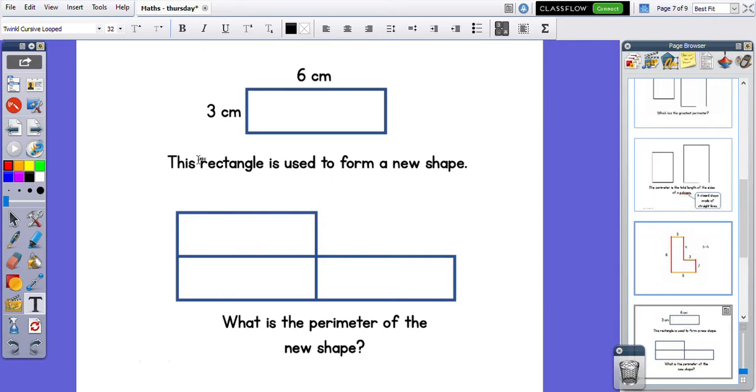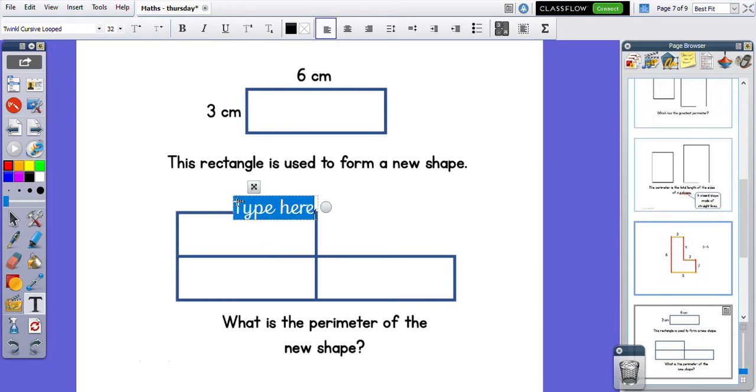Okay, this rectangle is used to form a new shape. So here is my original shape, and you can see the shortest side is 3 centimeters and the longest side is 6 centimeters. What is the perimeter of the new shape? So we can see where the rectangles are and how they've been placed. So what I'm going to do is find all of the longest lengths on the outside of my shape. This one here wouldn't count because it's on the inside, so I wouldn't be able to use that one. It doesn't make up the size of my shape.